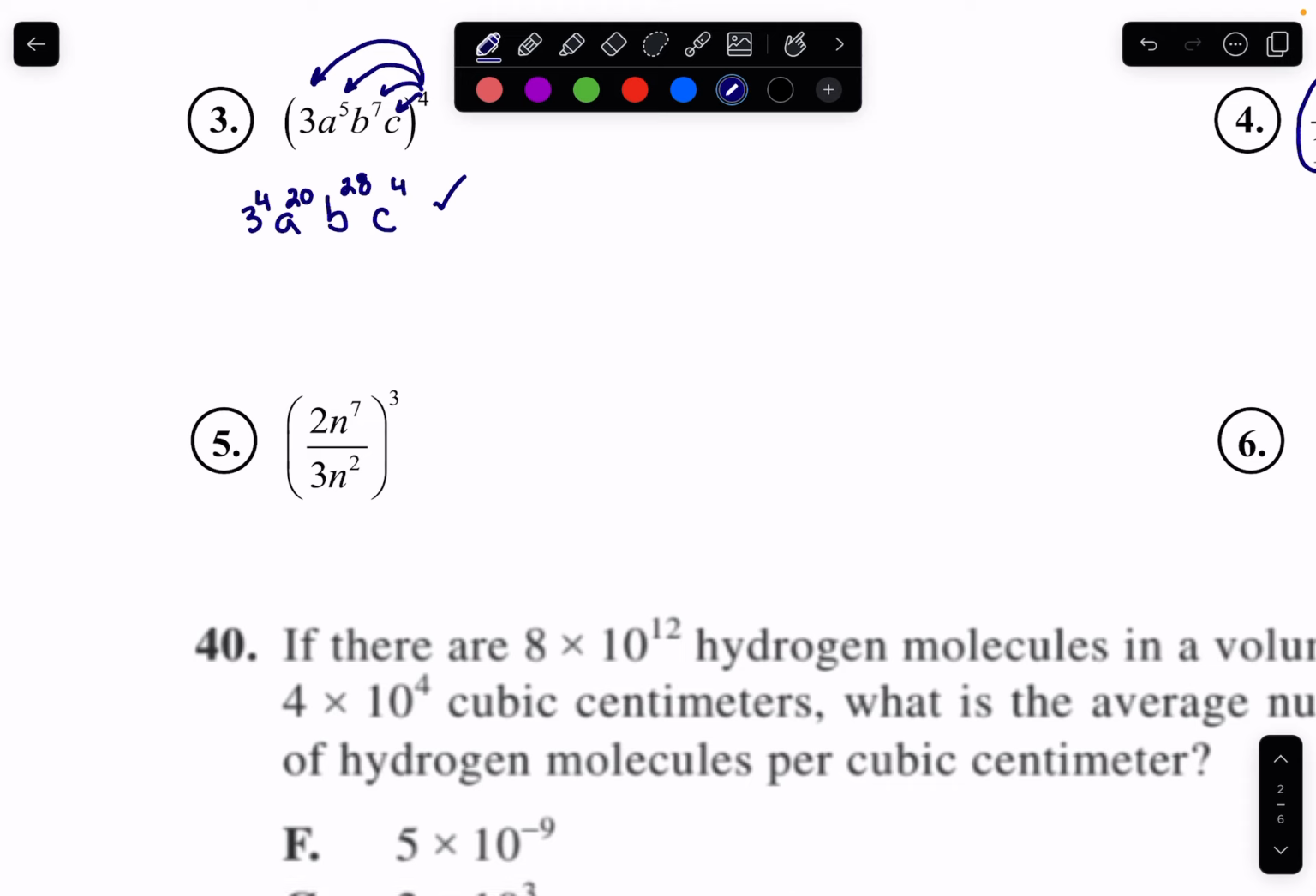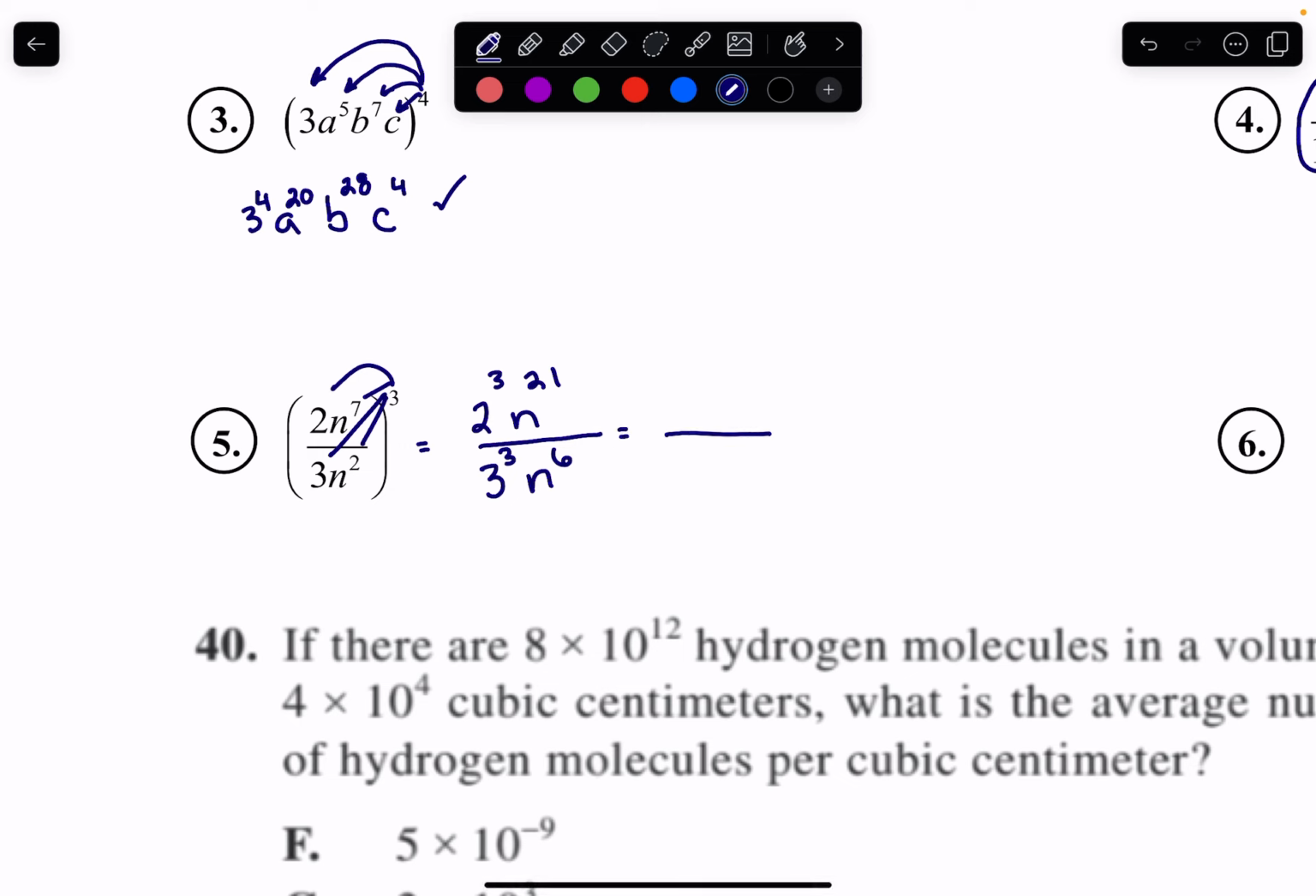Number 5, I've got an exponent on the outside and a bunch of stuff on the inside. So first thing I'm going to do, everything gets that exponent, all of the numbers. So my 2 becomes 2 cubed. My n on top becomes n to the 21 because it already has a 7. My 3 on the bottom becomes cubed. And my n squared now becomes n to the 6. Now I simplify. Numbers on top, numbers on bottom, 2 cubed, that's just 8. 3 cubed, that's 27.